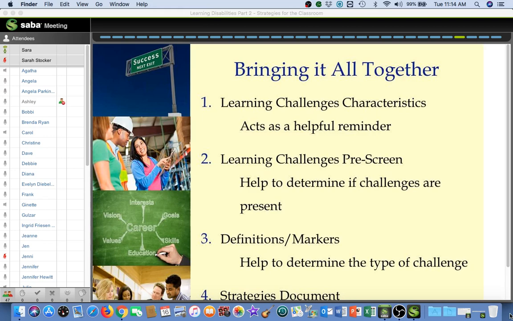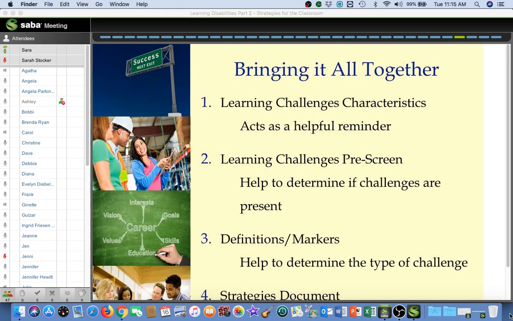So just to review, we've discussed a variety of tools that will hopefully be helpful when supporting learners or clients with learning challenges. The Learning Challenges Characteristics document is a helpful reminder of the main characteristics, both general and related to reading, writing, and math, that you could see in your learners or clients. You can choose to use the Learning Challenges pre-screen by incorporating it into your intake, assessment, or ongoing assessment processes. It can help you to see if there are other factors that need to be dealt with, and if outside referrals need to be made, and whether the learner may have learning challenges.